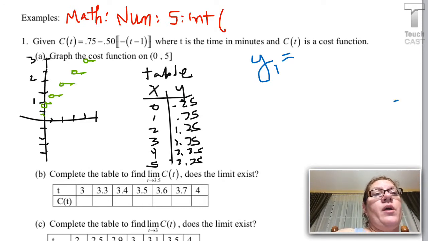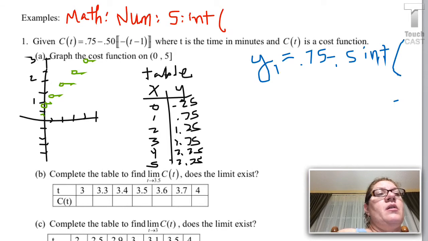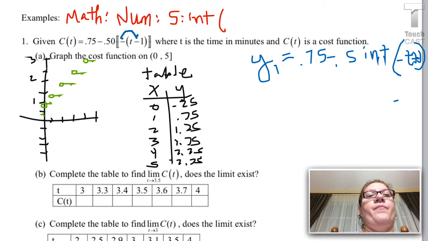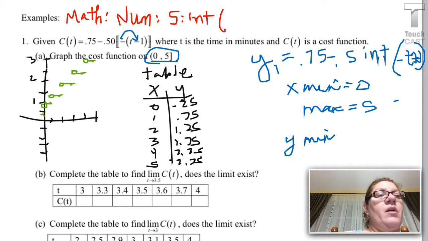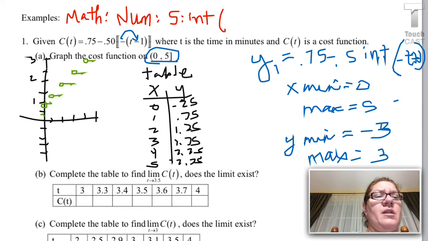And so in y1, I want you to type 0.75 minus 0.5, and then you're going to go get int, and then you're going to type in negative t plus 1. So I distributed the negative sign. And then you're going to set your domain up so that your x min is 0 and your max is 5, counting by ones, and then your y min, it doesn't really matter. I did, I think, -4, -3, and then the max goes to +3 just so that I could see all of it.